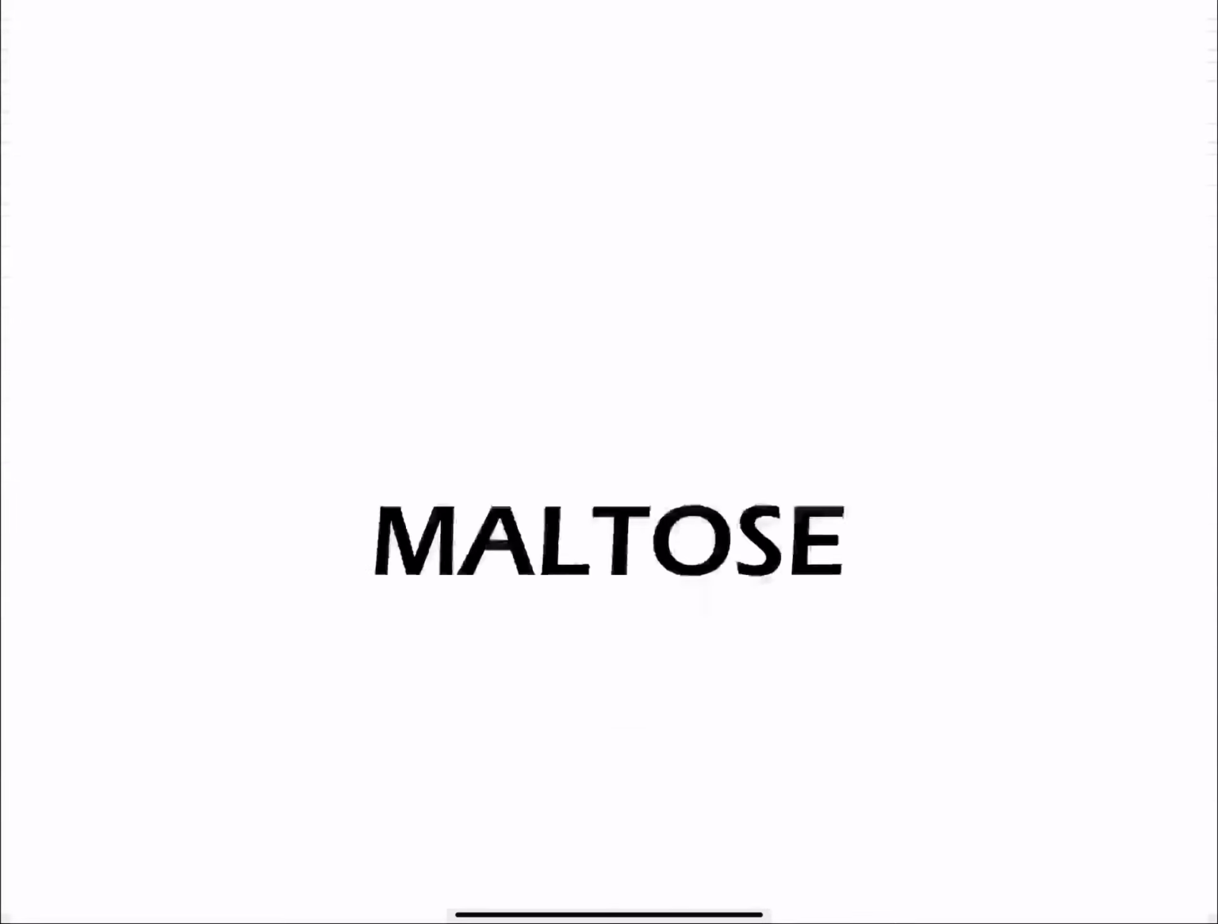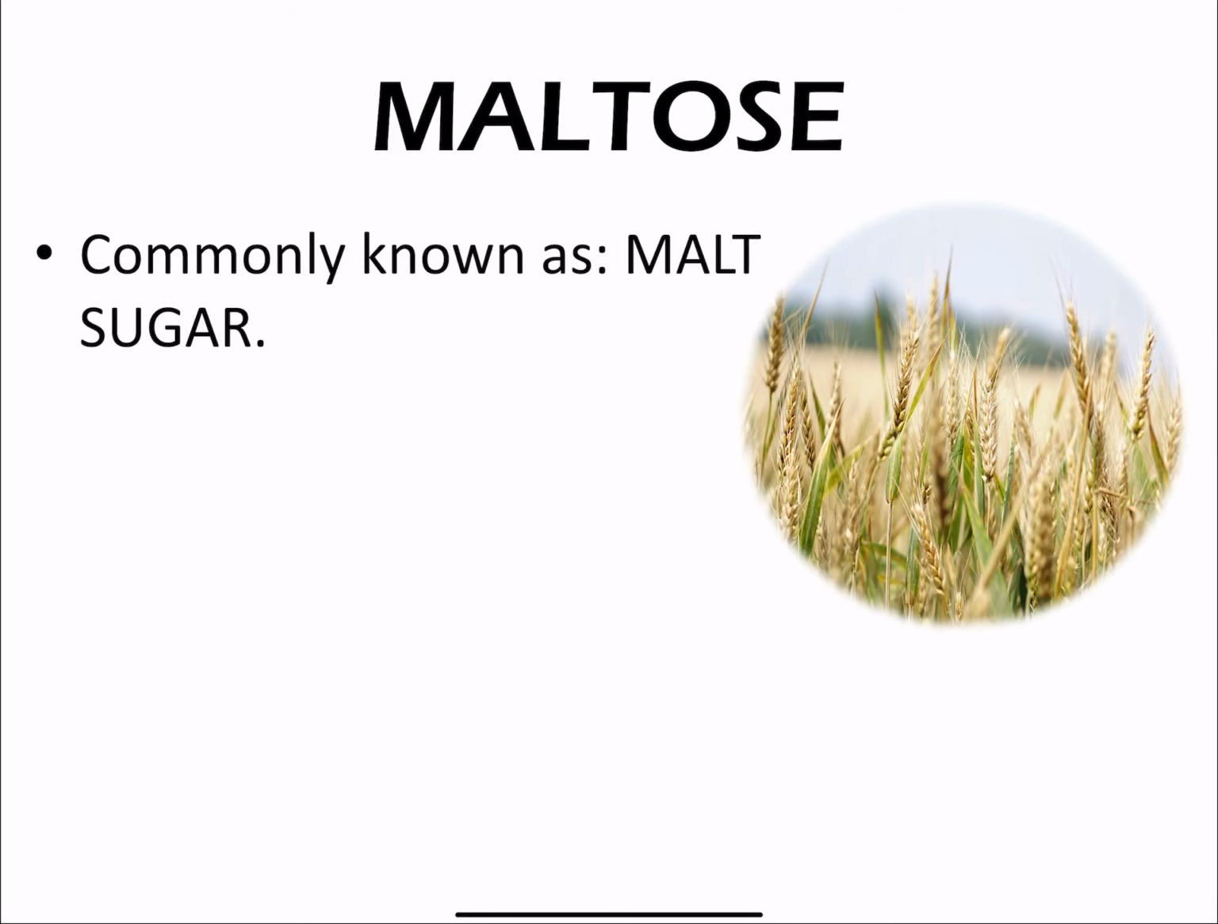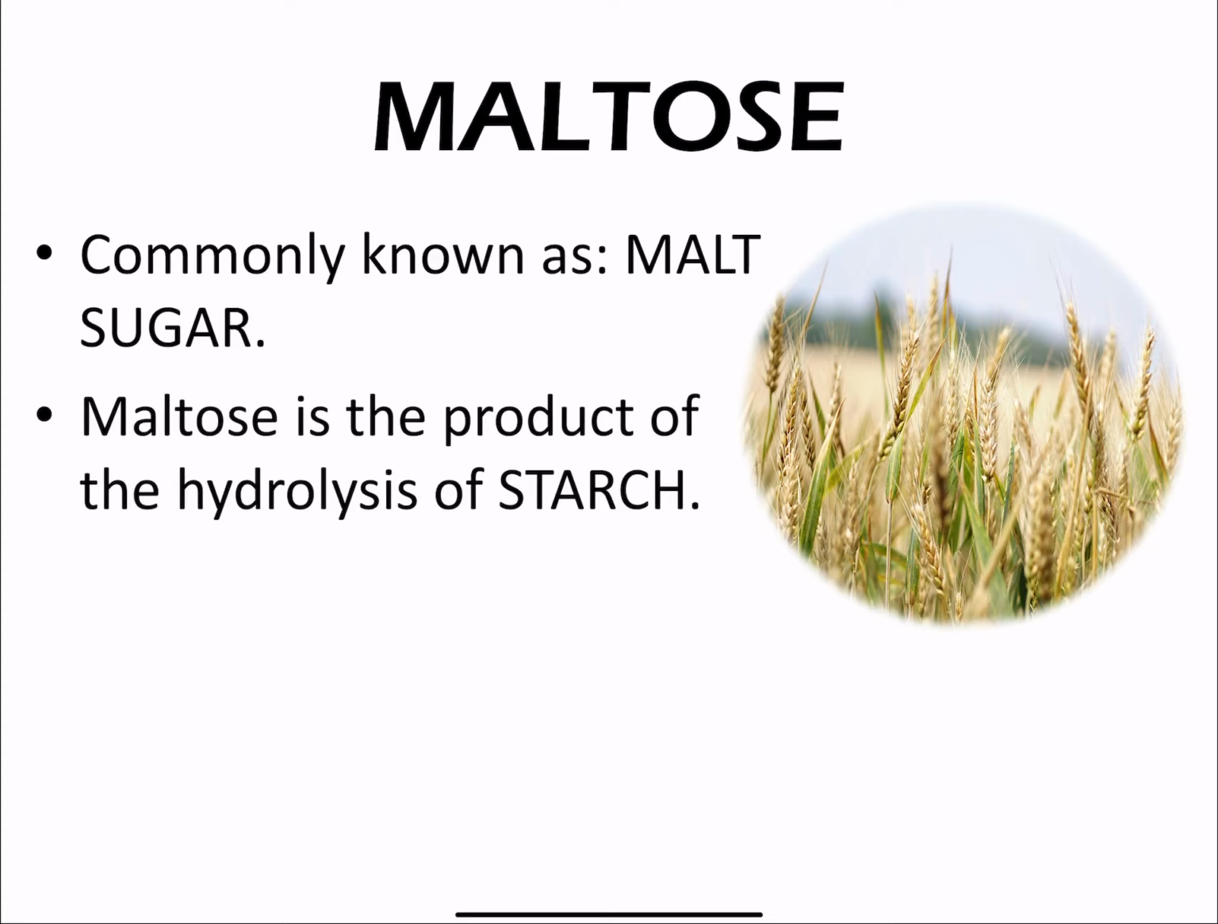Let's begin with maltose. It is commonly known as malt sugar, and we usually get maltose from the hydrolysis of starch. Hydrolysis basically means the breakup of bonds, and it is mainly done by adding water and a specific enzyme to break a sugar.